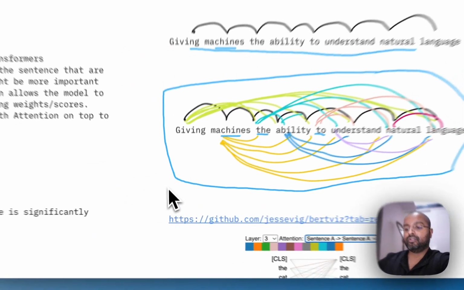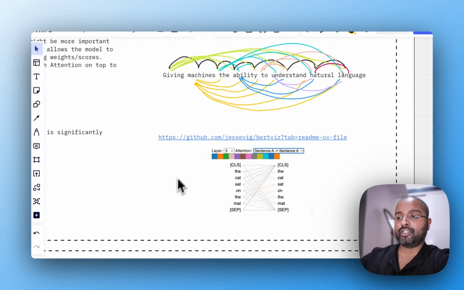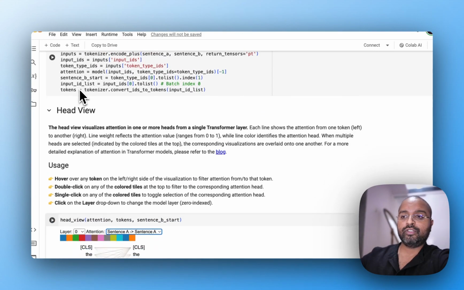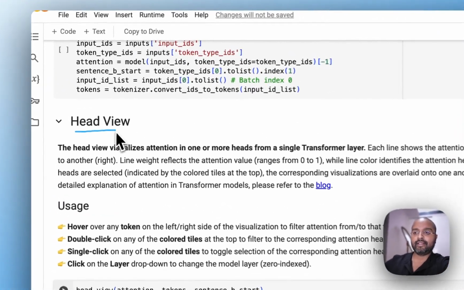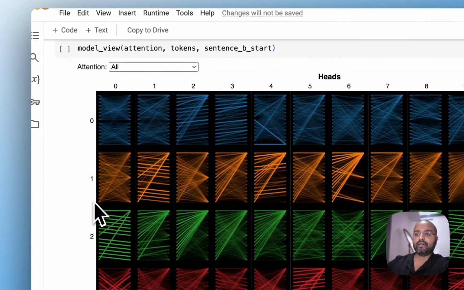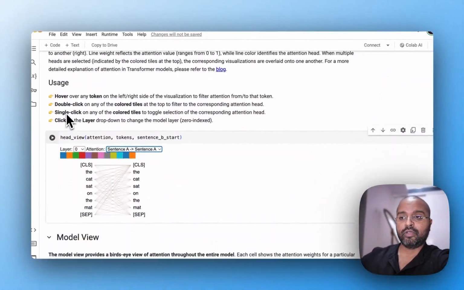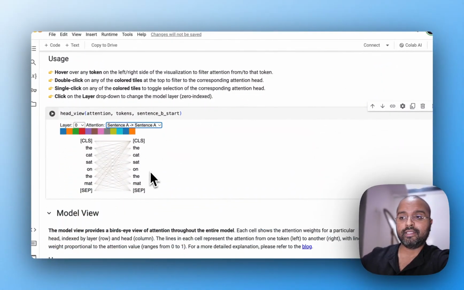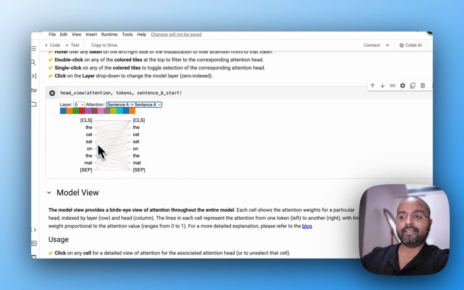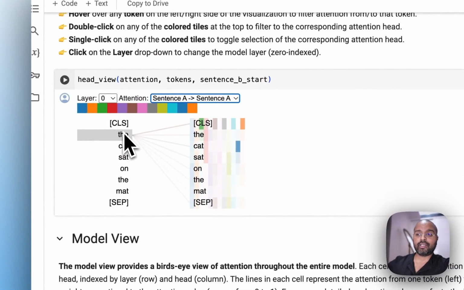There is a good visual representation of how all this works, and I've put a link over here. So when we come to this visualization, there are a few parts. There is the head view, there is the model view, and there is also the neuron view. But we don't have to worry too much about trying to understand all this yet. All we want to do is try to understand how this attention is working.